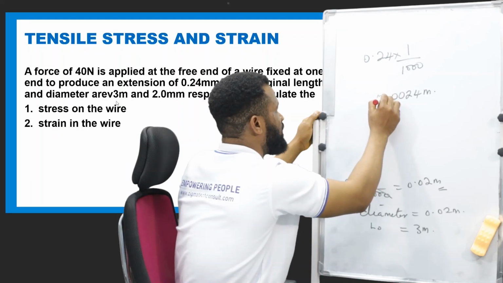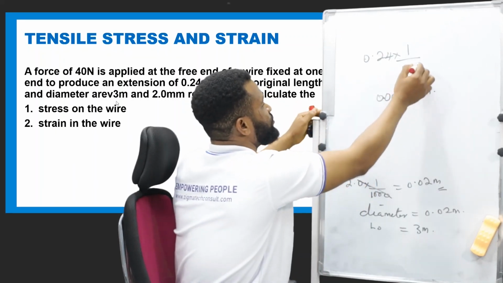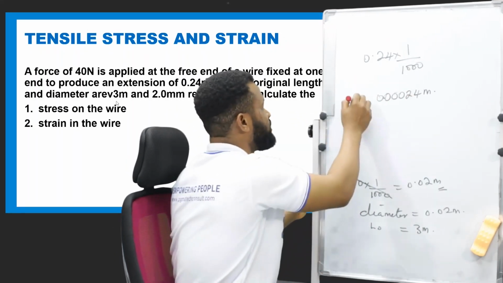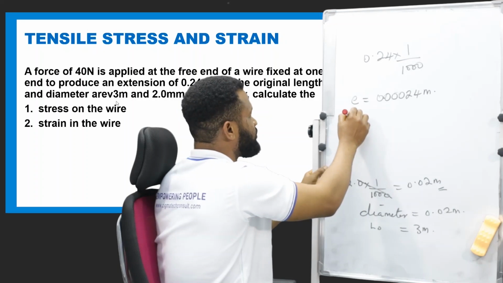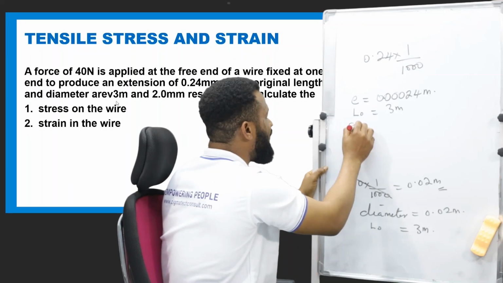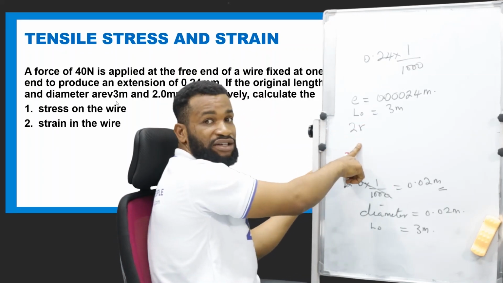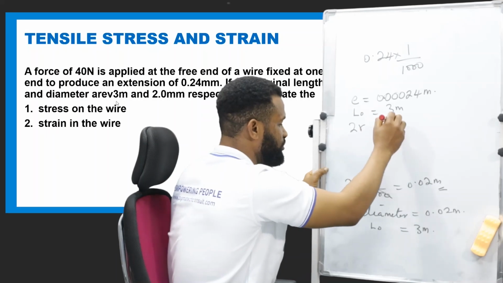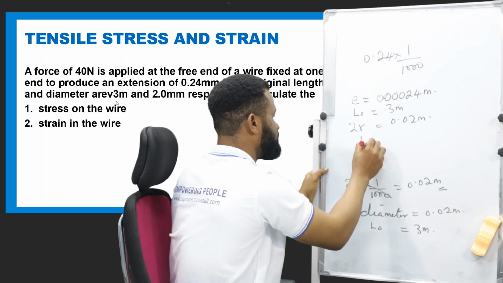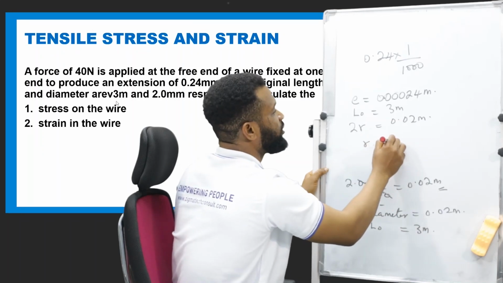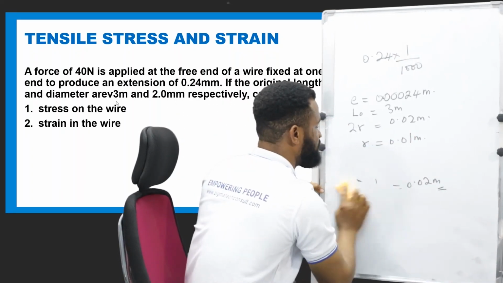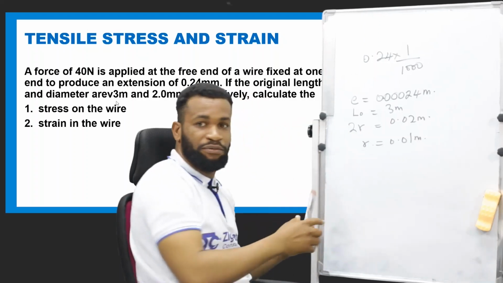This is going to be another 0. So this is going 1, 2, 3. Yes. So this is going to be the extension. E is going to be this. Then L sub naught is going to be 3 meters. And then I'm going to have 2R. Remember that diameter is 2R, 2 multiplied by the radius is diameter, which is going to be 0.02 meters. Therefore, radius or R is going to be 0.01 meters. So all these parameters are going to be vital in our problem solving.